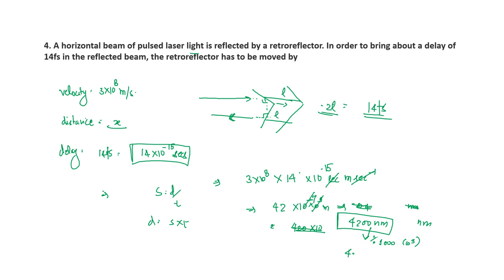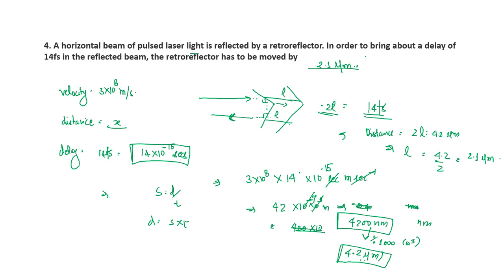Now, see, I told you the distance what you will get is the sum of these two. So the distance you calculated from the formula is 2L equals 4.2 micrometer. Now, the distance you should move is half of it. So it is 4.2 upon 2 and the answer will come to be 2.1 micrometer. Further, we have few more questions left, but if you have any doubt in this question, we can discuss.